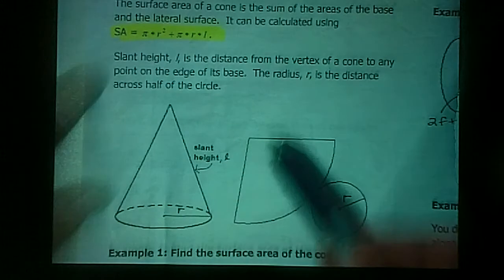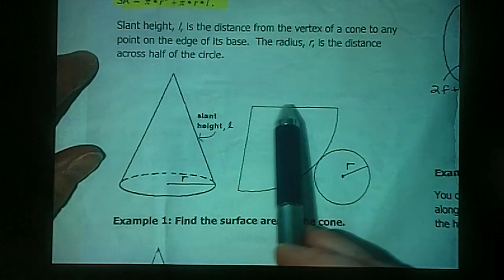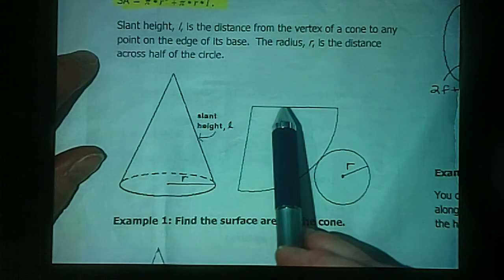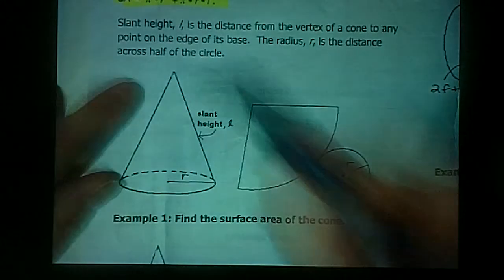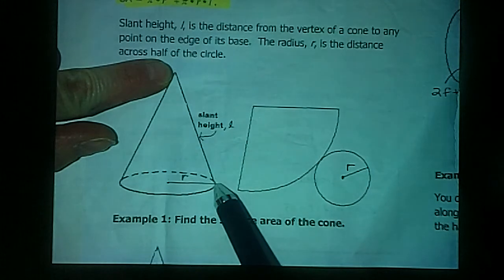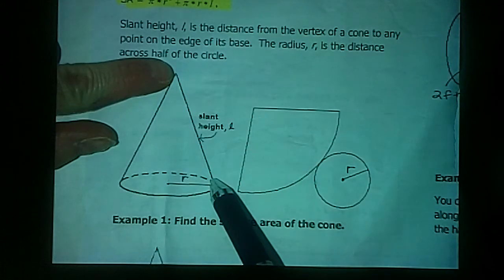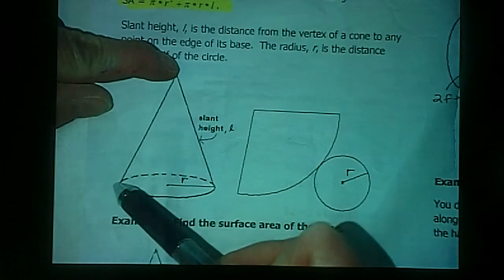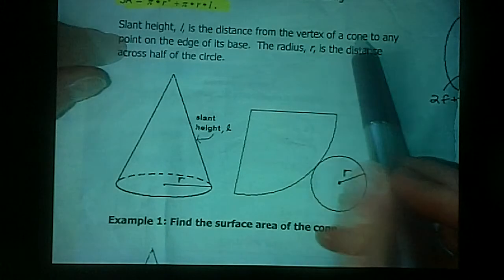All right. So the slant height L is a distance from the vertex of a cone to any point on the edge of its base. Meaning vertex is kind of like where these lines meet. And here's the edge of the circle. So this can be slant height right here. You could also consider that the slant height. So that's what all this stuff means.